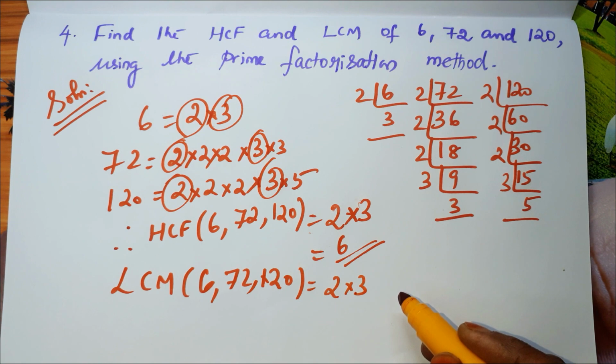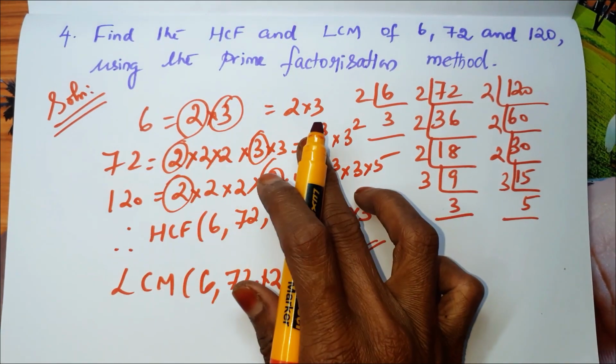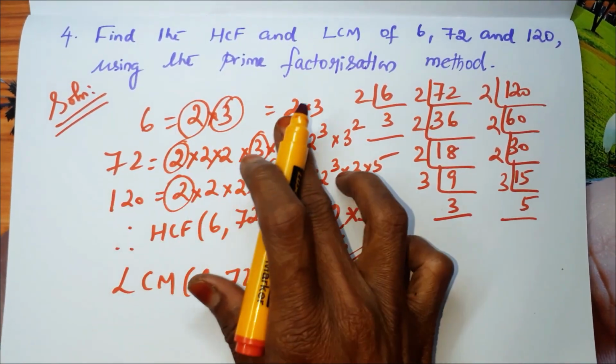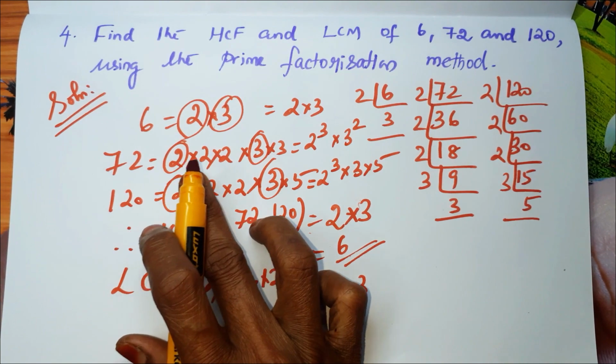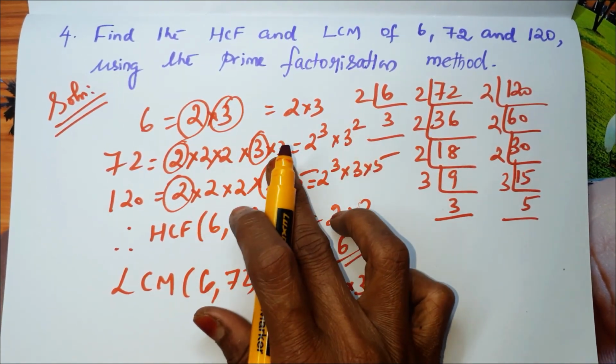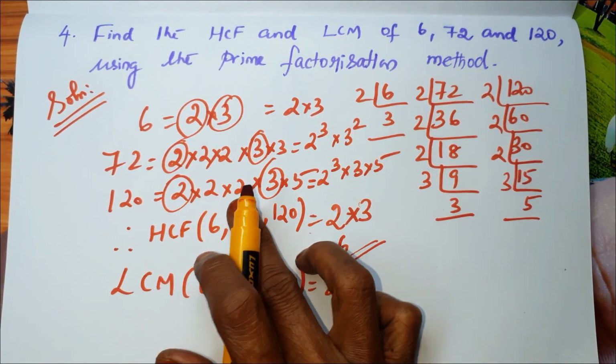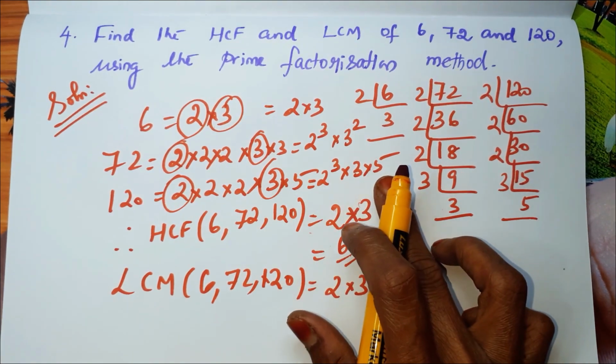LCM of 6, 72 and 120: 1, 2 is common, 1, 3 is common. After that, we have to see the terms. I have rewritten like this. 6 is 2 into 3. 72 is 2 to the power 3 and 3 to the power 2. 120 is 2 to the power 3, 3 power 1, 5 power 1.